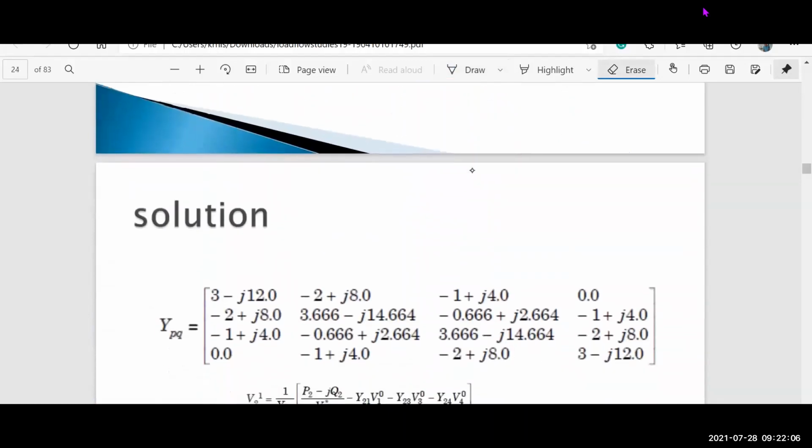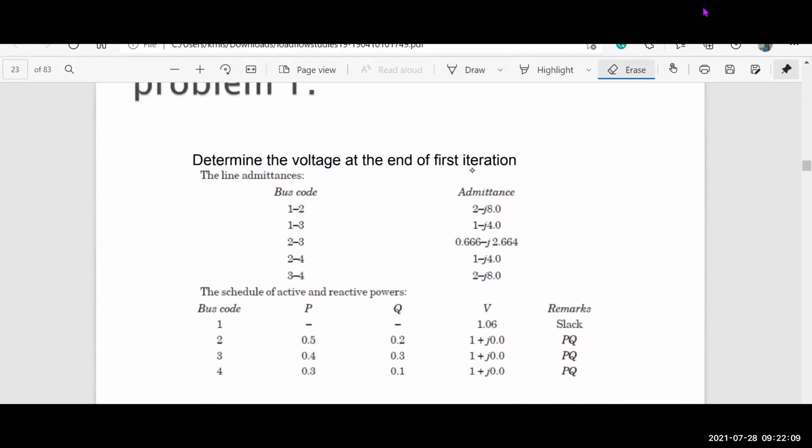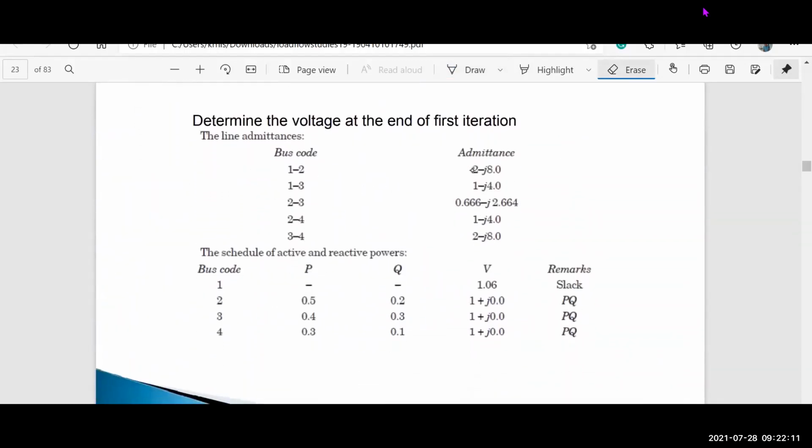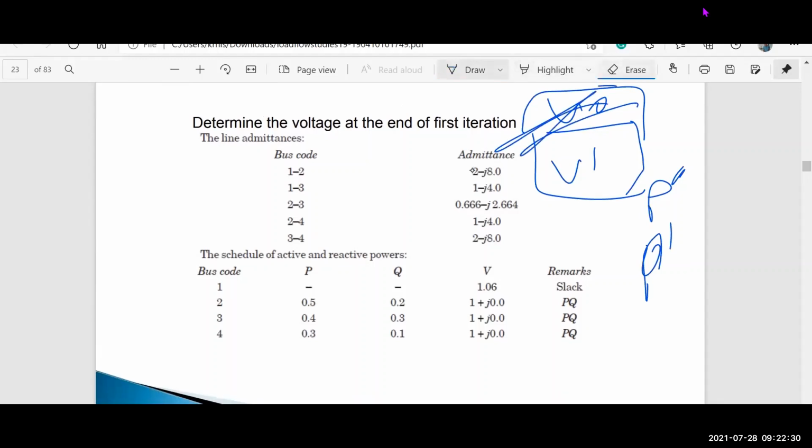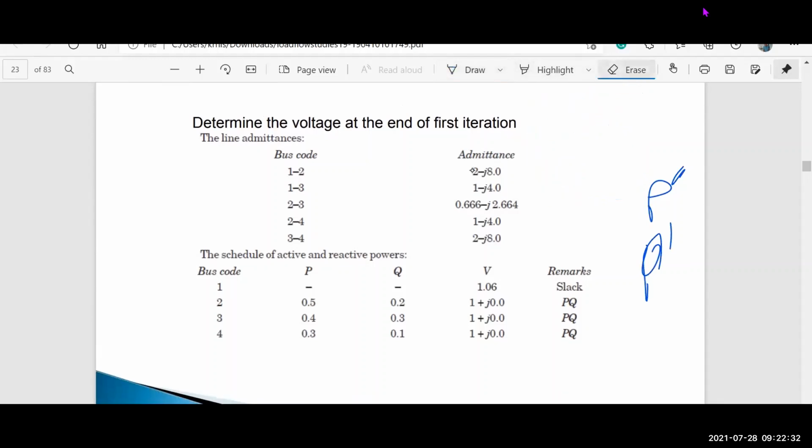Okay, so problem one. This is a problem to test. Determine the voltage at the end of the first iteration. Only one iteration you have to do. Means you have to calculate V0 and V1, only these two values. One iteration means after just one iteration, we get the next ready steps. So let's see what is given.